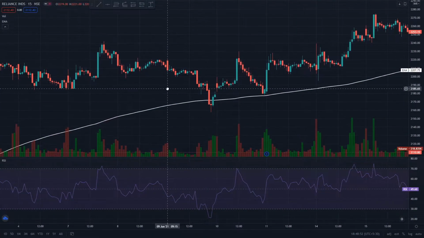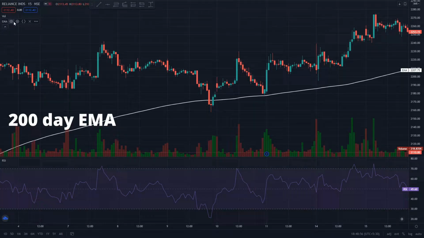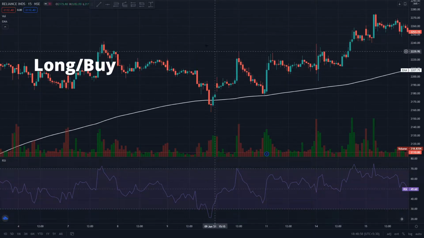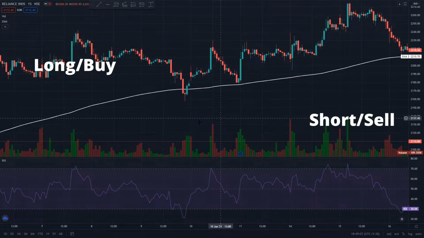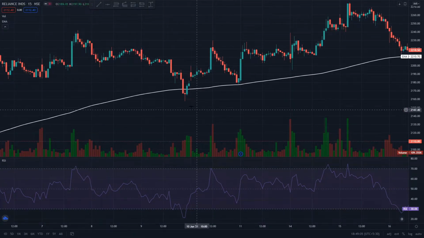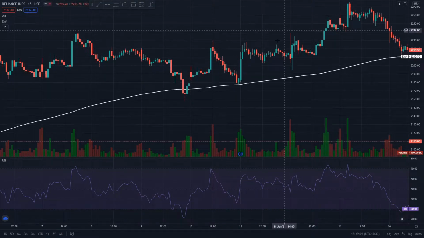Now let me explain the strategy real quick. As always, we will be using a 200-day EMA. You can only long when the price is above the 200 EMA. You can only short when the price is below the 200 EMA. Let's find an example. What you are looking for is, when the price is above the 200 EMA, you can only go for long opportunities.